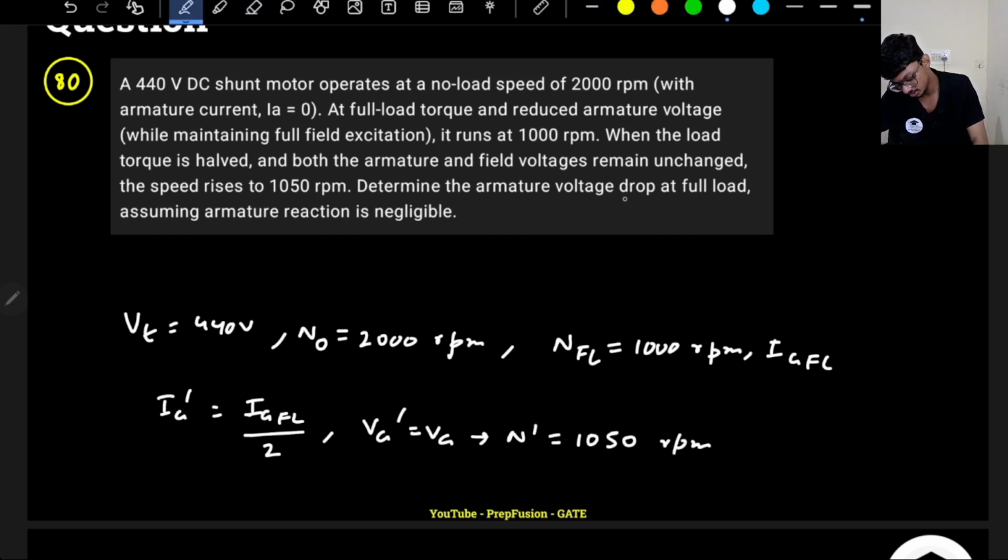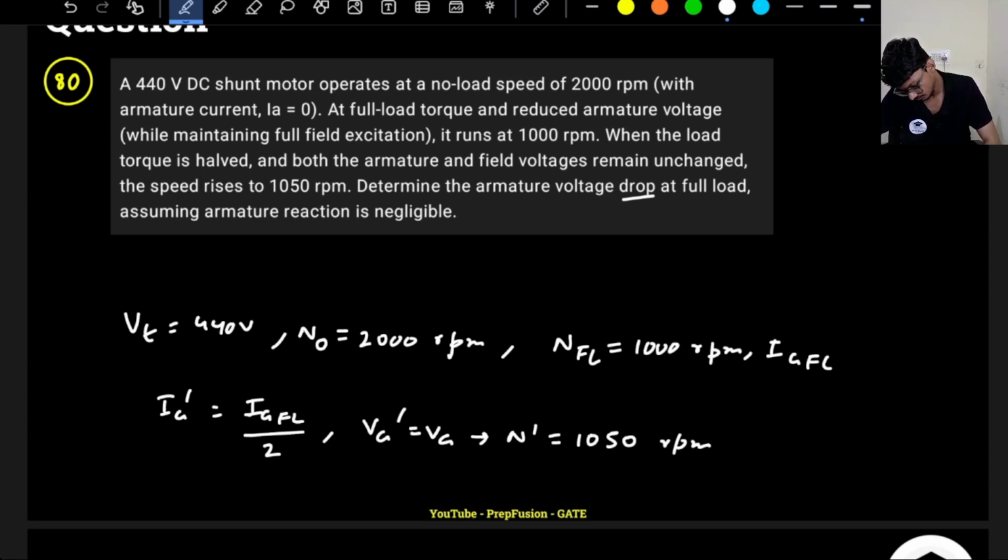Determine the armature voltage drop at full load assuming armature reaction is negligible. So basically they are asking me what is the armature voltage drop. Okay, so how do I find out the armature voltage drop?